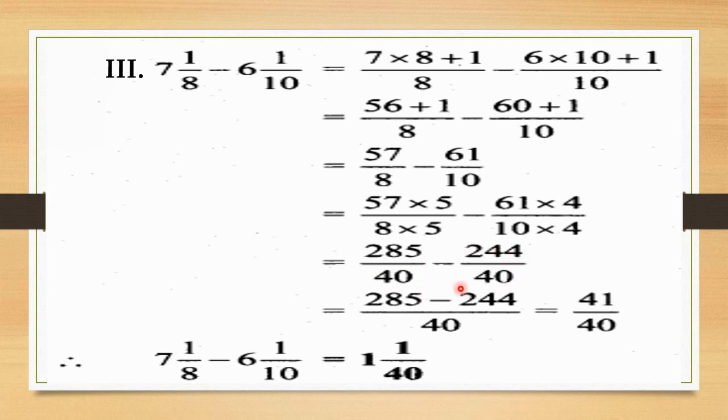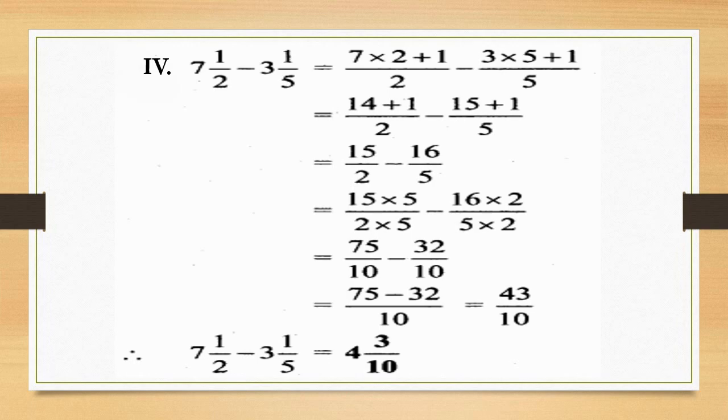So here you can see denominator is same. Now we can simply subtract the numerator over a common denominator. So 285 minus 244 upon 40. So you will get 41 by 40. So in mixed number you can write like this, 1 and 1 by 40. Therefore 7 and 1 by 8 minus 6 and 1 by 10 is equal to 1 and 1 by 40.